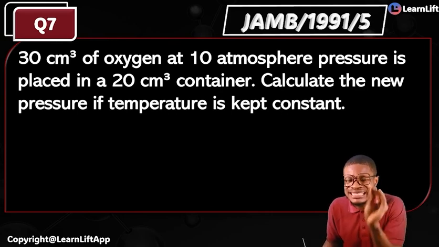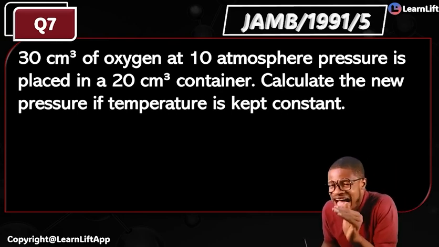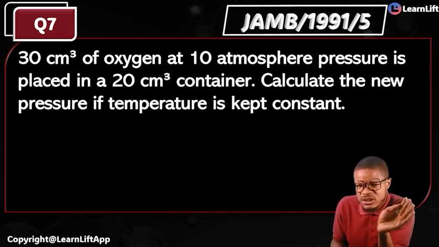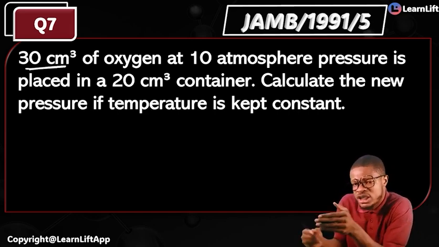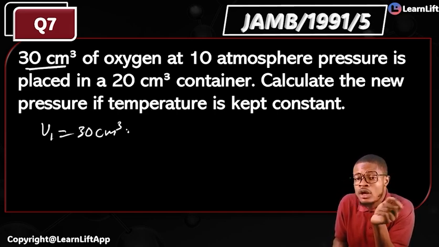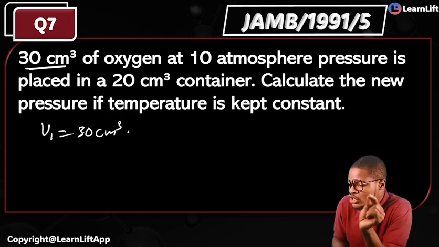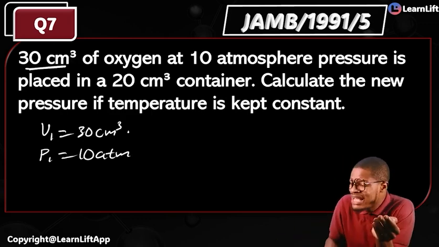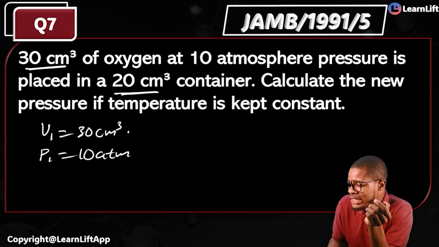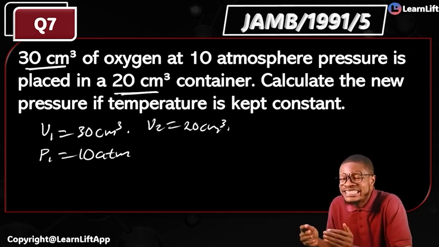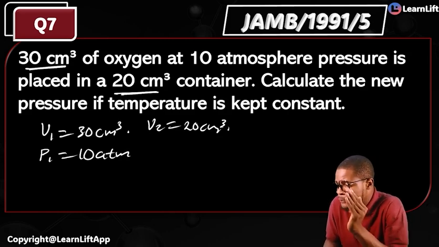Look at the question. 30 cm cube of oxygen at 10 atmosphere pressure. Now, first, without even stressing yourself, 30 cm cube of oxygen, that means your V1. V1 is 30 cm cube. At 10 atmosphere pressure, that's your P1. P1 is 10 atm, that's atmosphere, right? It is placed in a 20 cm cube container. That is your V2, 20 cm cube.